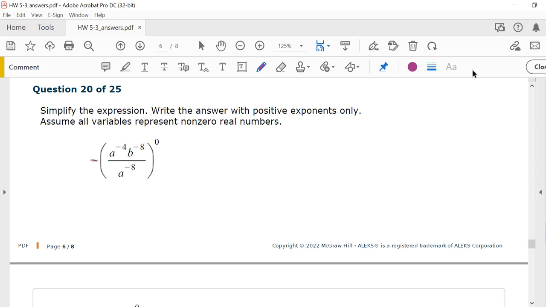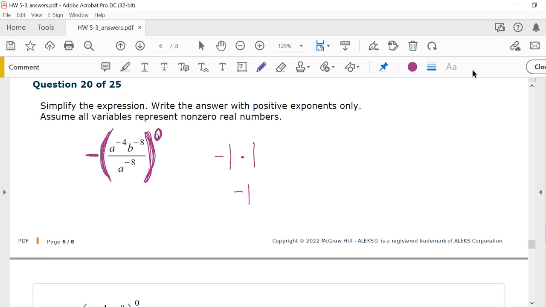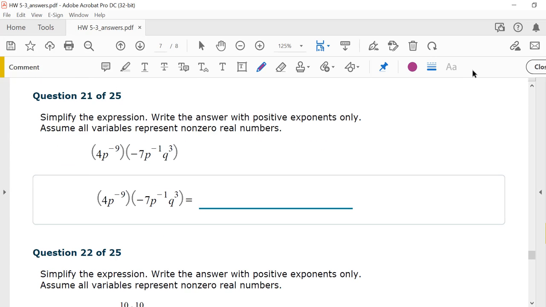Ooh, I have a negative out front, so that's a negative 1 times something. And then I have this whole big mess raised to the 0 power. That's 1. So negative 1 times 1 is negative 1. Number 21. All right, here we go.